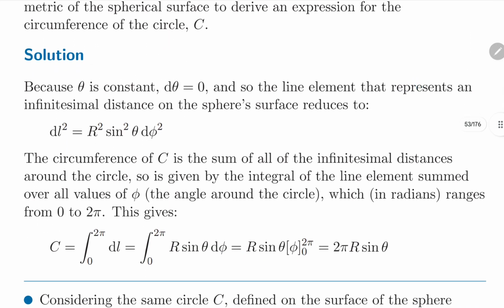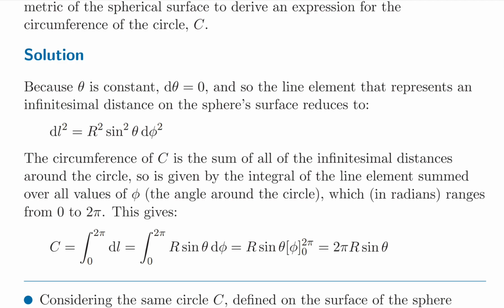Solution. Because theta is constant, the difference in theta, d theta, equals 0, and so the line element that represents an infinitesimal distance on the sphere's surface reduces to dl squared equals r squared sine squared theta d phi squared. The circumference of C is the sum of all the infinitesimal distances around the circle.